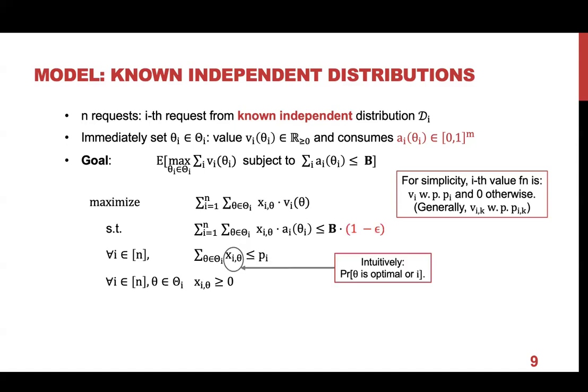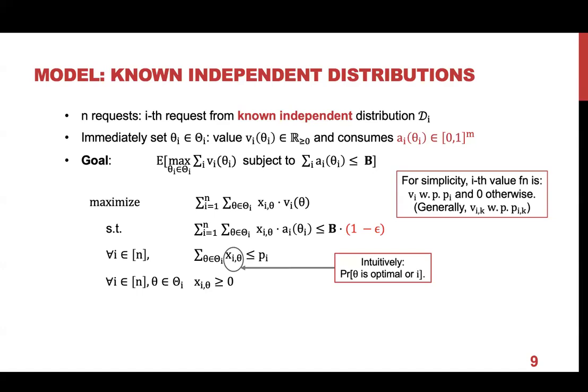Now here's a very natural LP. So the LP just says the following: you have these variables x_i(theta), which in some sense denote, on average, how the optimum algorithm, the hindsight optimum, for the ith request, with how much probability it's going to take this decision theta. And you'll write the most natural constraints. The objective is to maximize the summation over i and decisions theta of x_i(theta) times v_i(theta), subject to your budget constraints, like the sum of x_i(theta) a_i(theta) should be at most your budget. I'll scale it down slightly by a 1 minus epsilon factor.